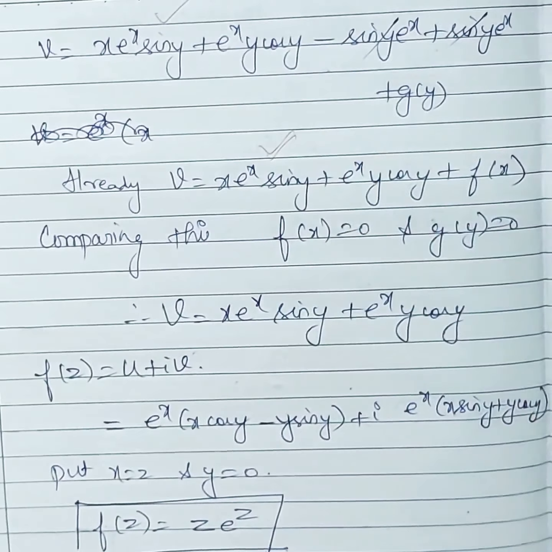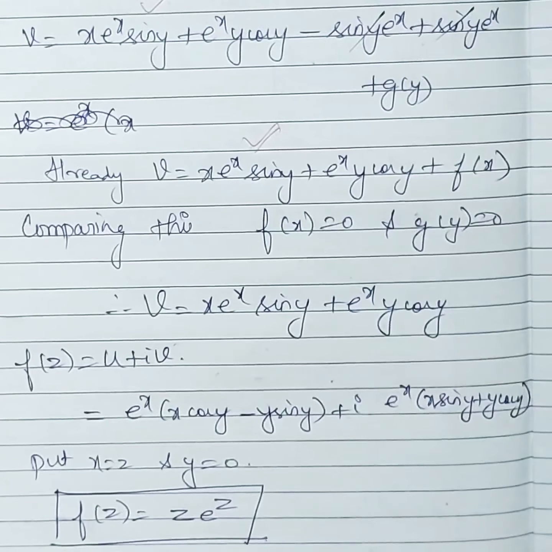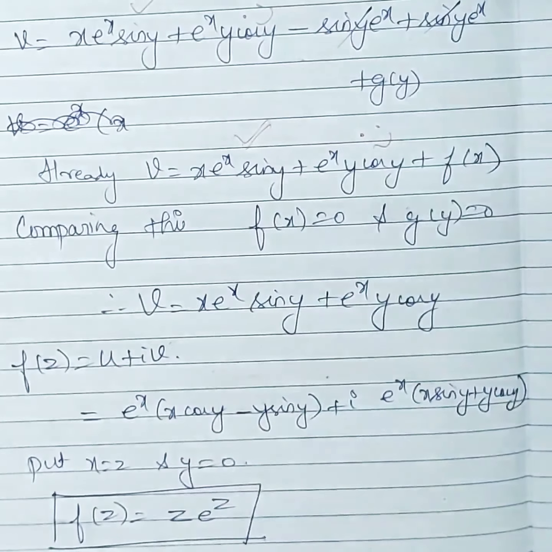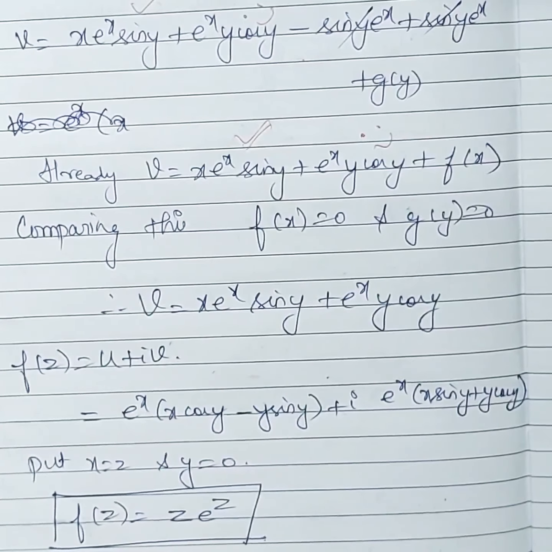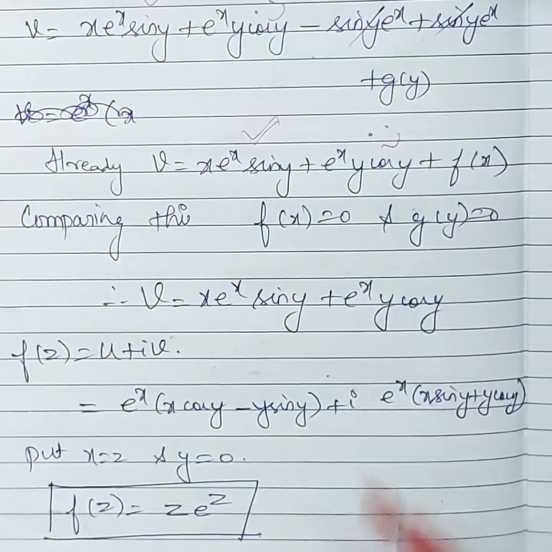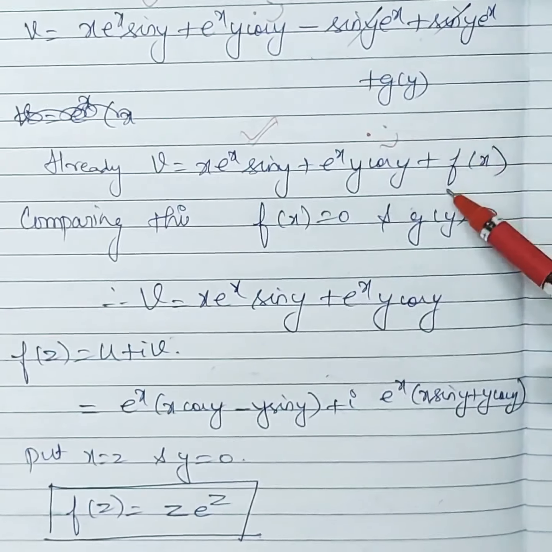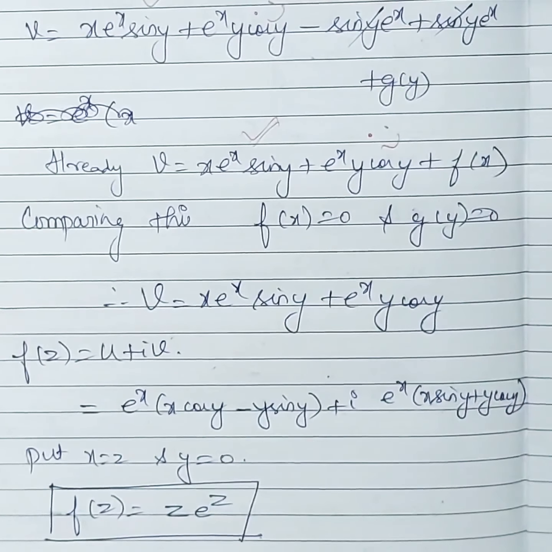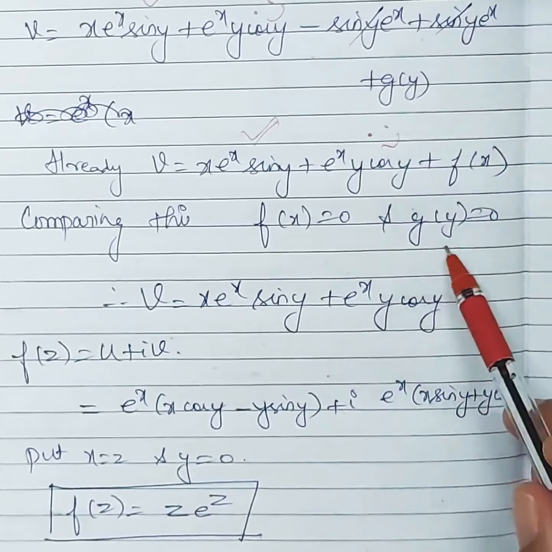Good. Then what is the next term? e power x y cos y. Good. Same term we have got. So if you have made a mistake, the terms will be different. Now, I have to find g of y here. Is there any term that contains only y here? There is no such term. So g of y is 0.